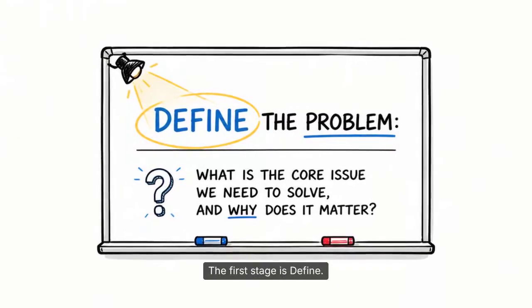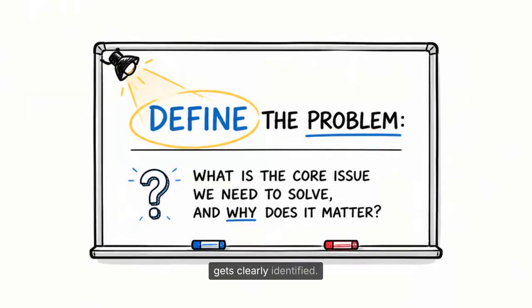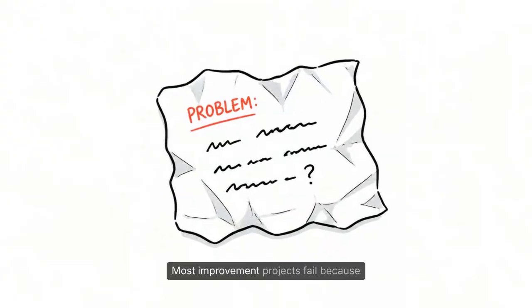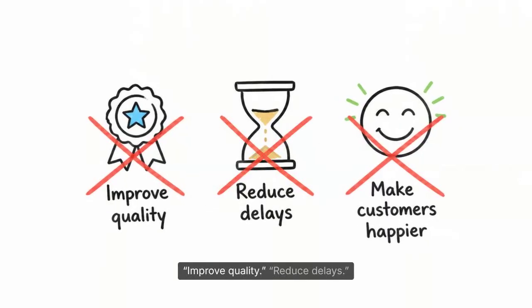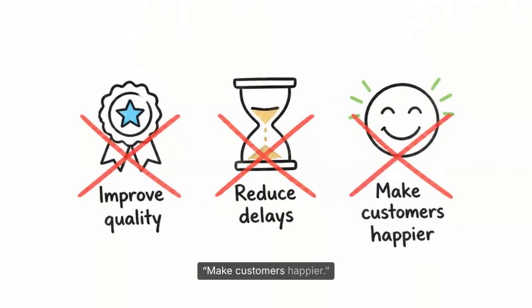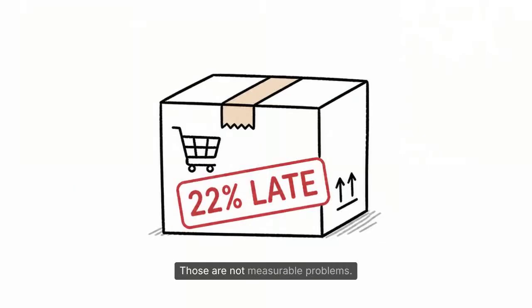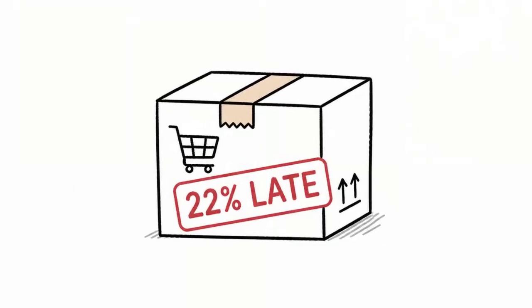The first stage is Define. This is where the problem gets clearly identified. Most improvement projects fail because the problem statement is vague. Improve quality, reduce delays, make customers happier. Those are not measurable problems.